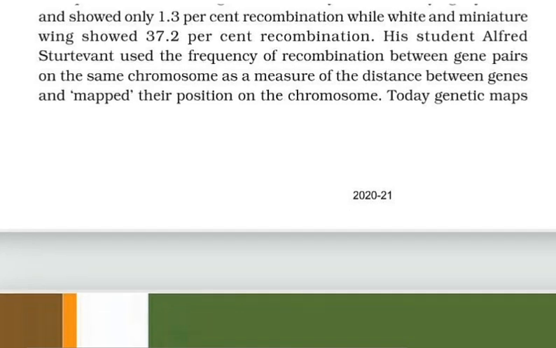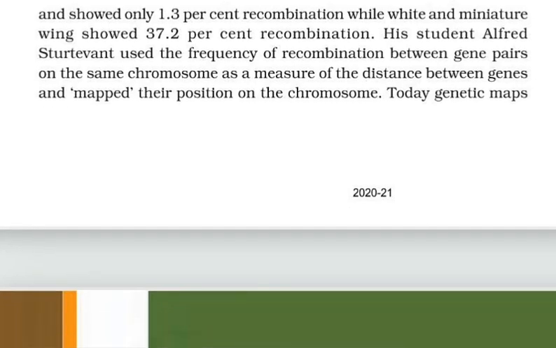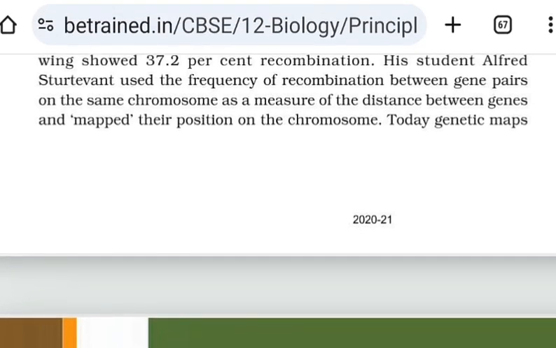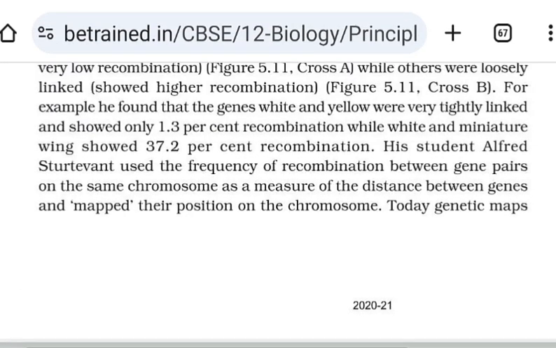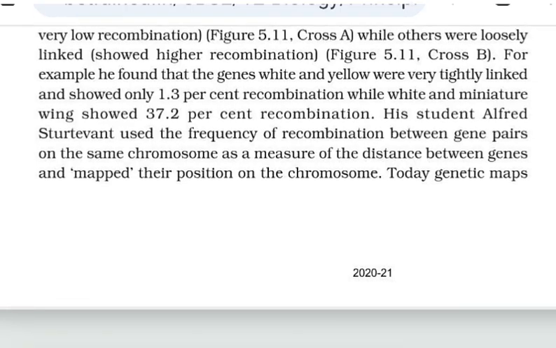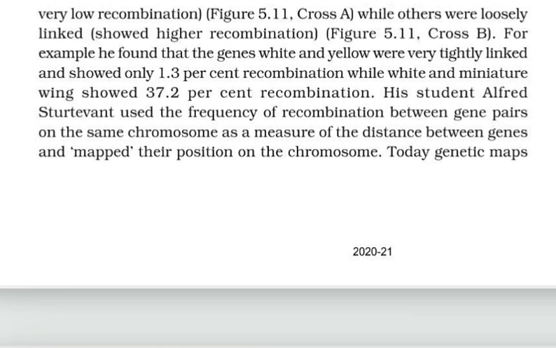Next is linkage and recombination. Morgan carried out several dihybrid crosses in Drosophila to study genes that were sex-linked. The crosses were similar to the dihybrid crosses carried out by Mendel in peas. For example, Morgan hybridized yellow-bodied, white-eyed female to brown-bodied, red-eyed male.